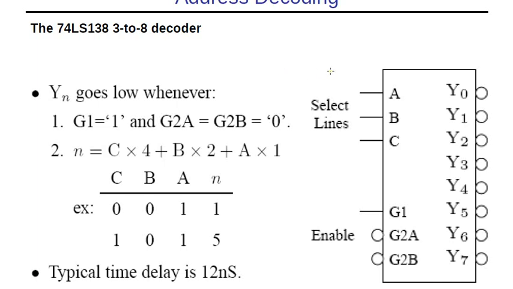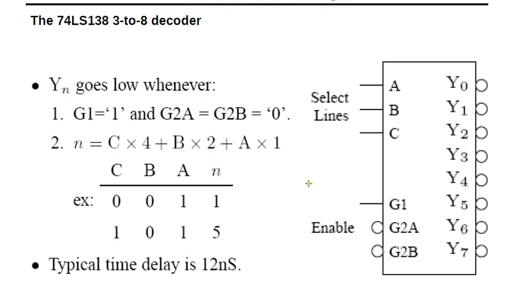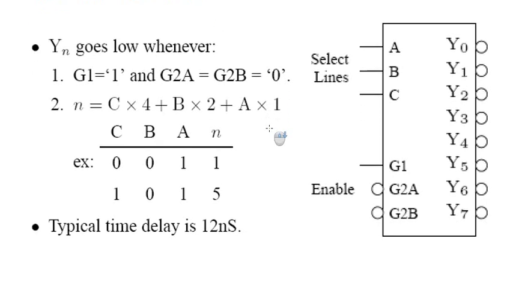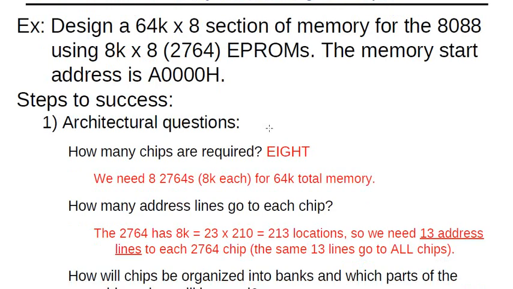Now we are in the address decoding section, and here are some basic maths. You can take a snap of this one. This is used in the 74LS138, the 3 to 8 decoder. Now moving to the next.